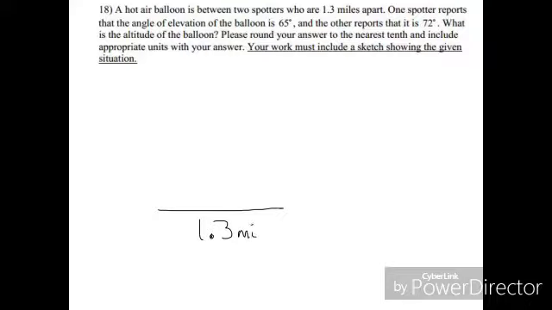Hot air balloon, let's put it up somewhere here. And these two spotters, notice, one spotter 65, the other 72. This would be, in my picture, the 65. This would be the 72. It's a little bit longer, or sorry, larger angle. Okay, great. What does this give for us?